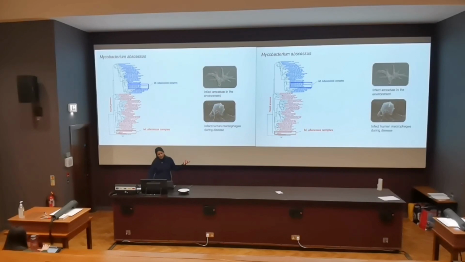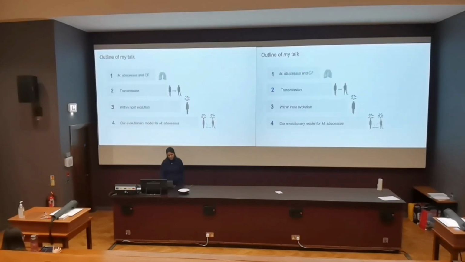And so Mycobacterium abscessus causes disease in people because they can survive within human macrophages, which are usually intended to destroy the pathogen, but Mycobacterium abscessus actually lives quite happily within them. And so Mycobacterium abscessus causes very nasty respiratory infections and also soft tissue infections as well. That's the name of abscessus, because it causes abscesses.